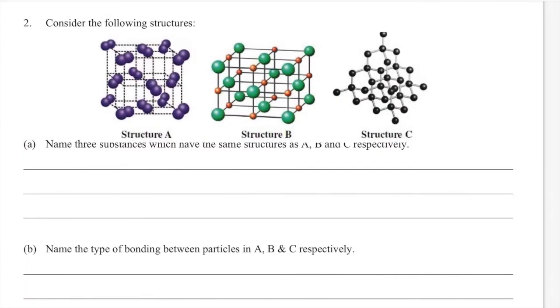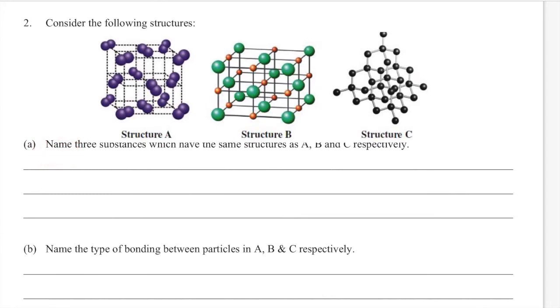Now let's move on to question 2. You're given 3 diagrams, so you need to consider the following structures. And for part A, you are asked to name 3 substances which have the same structure as A, B, and C. Okay, so remember, because you are asked to name the substance, writing the formula will not count.